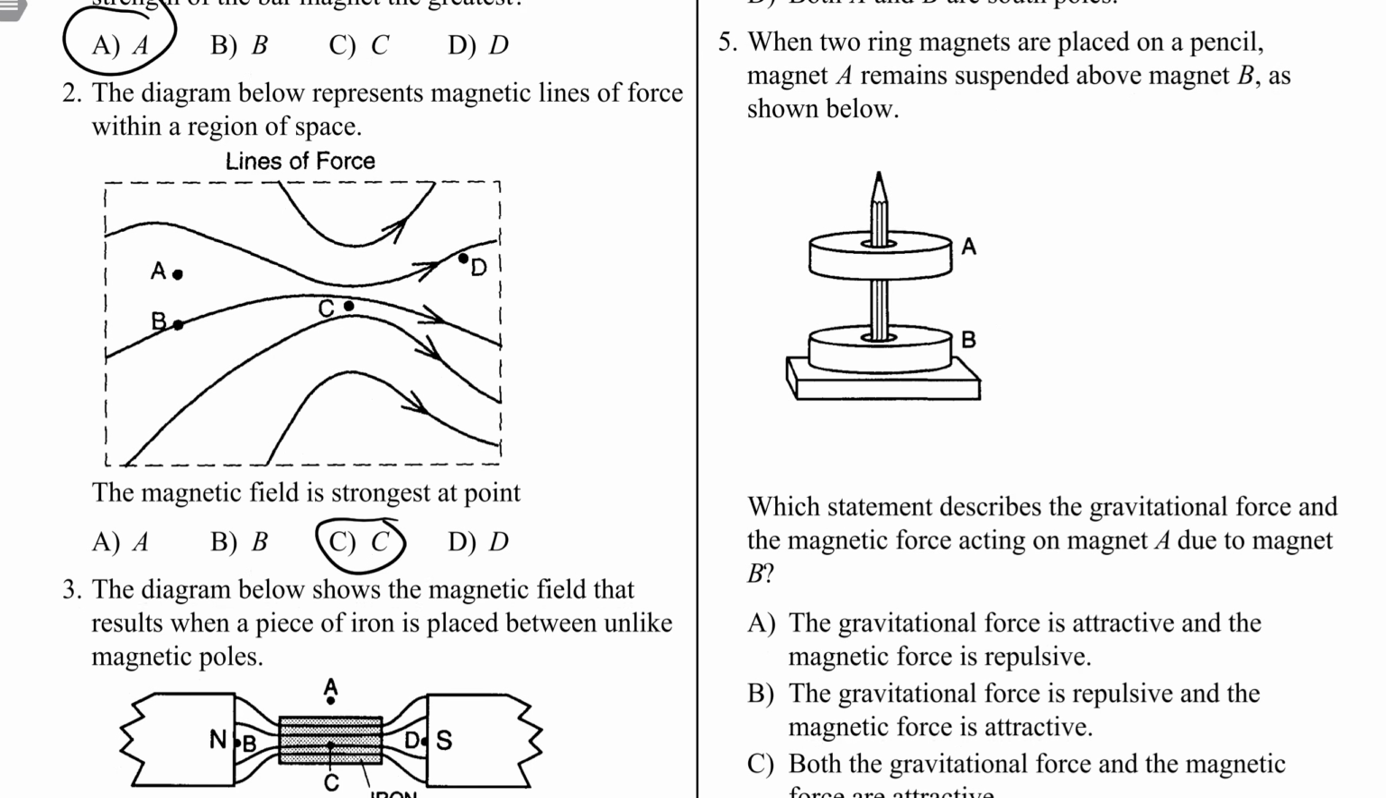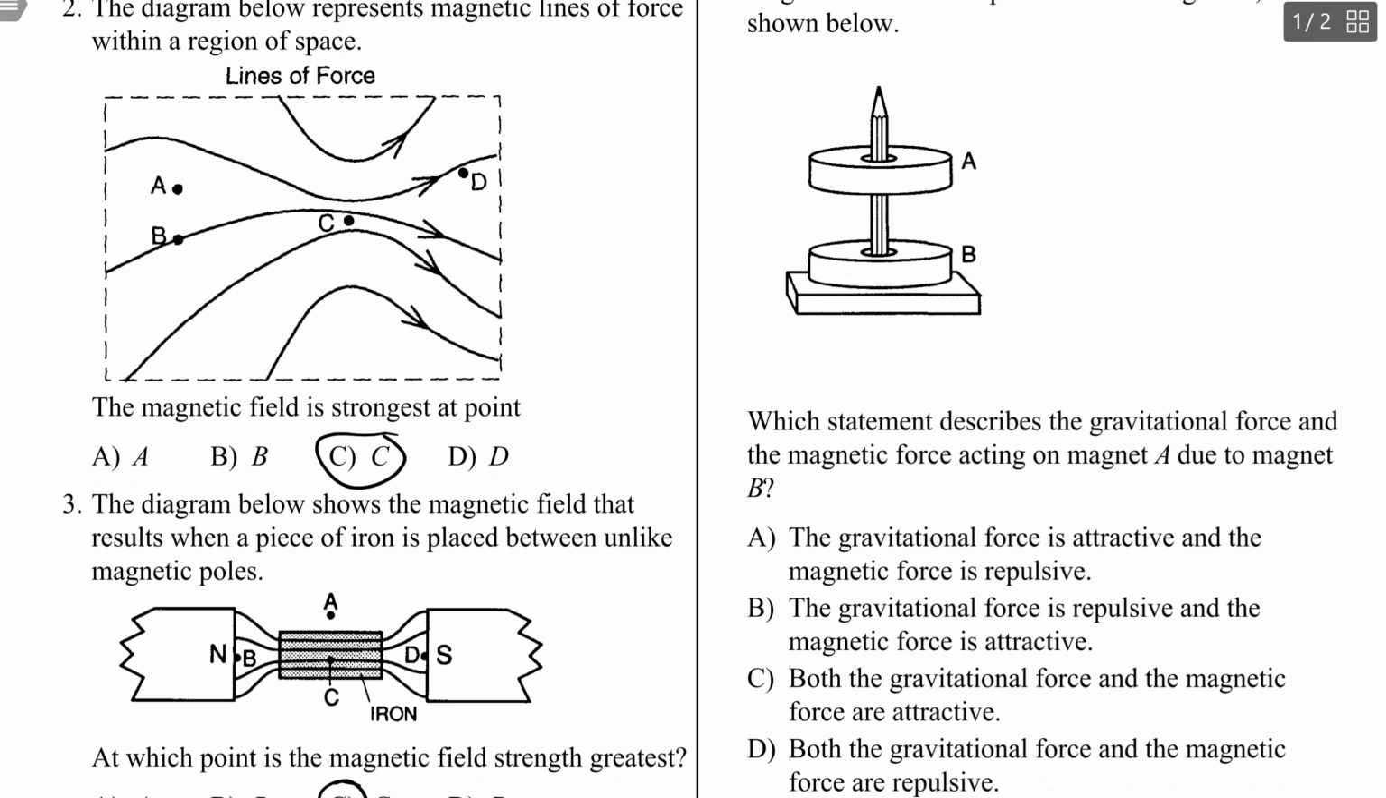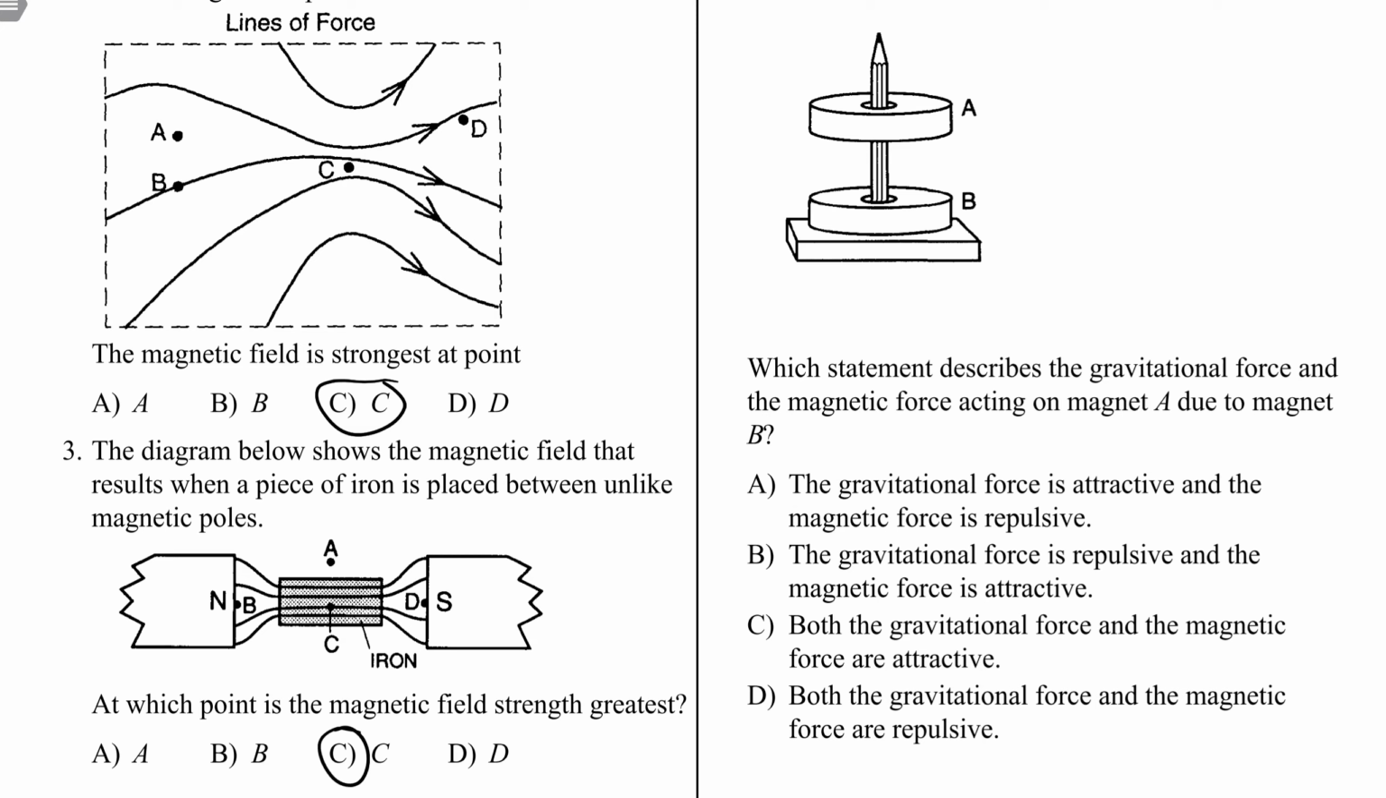All right. This one's classic. It says when two ring magnets are placed on a pencil, magnet A remains suspended above magnet B as shown below. Which statement describes the gravitational force and the magnetic force acting on magnet A due to magnet B? So now they're bringing gravitation into it. And unlike magnetism, gravitational forces are always attractive. So B cannot be. And it can't be D either because that's saying that the gravitational force is repulsive. You're always attracted due to gravity. Anything with mass is going to attract another thing with mass. Gravity never repels things away, which is good.